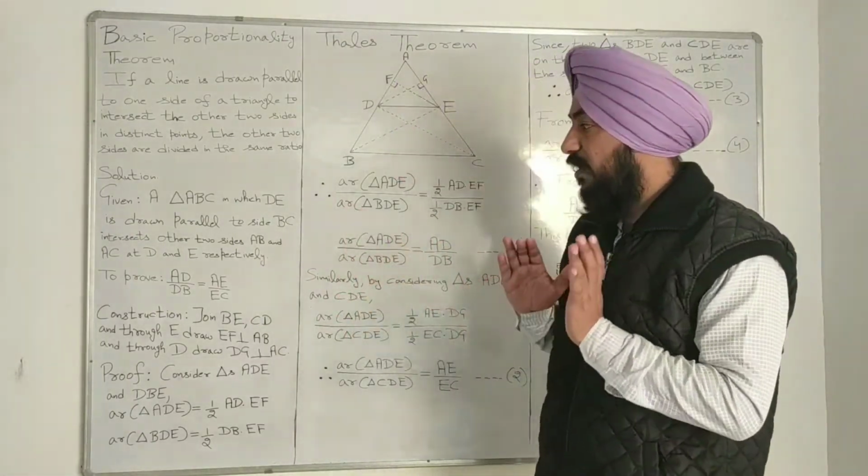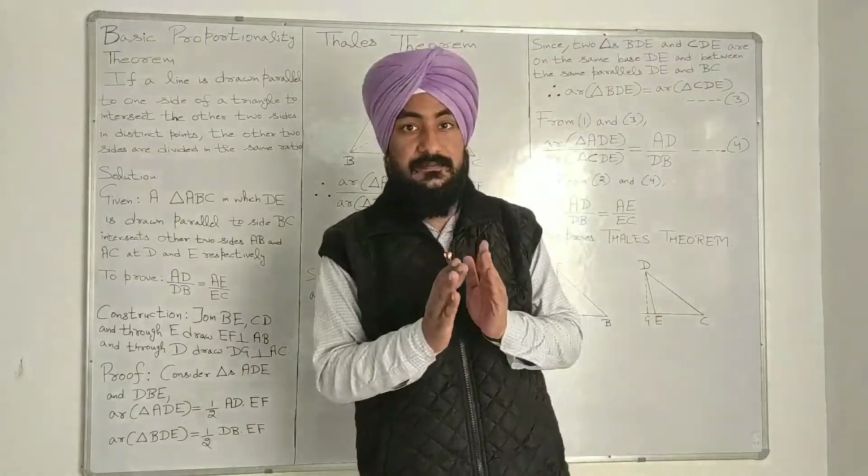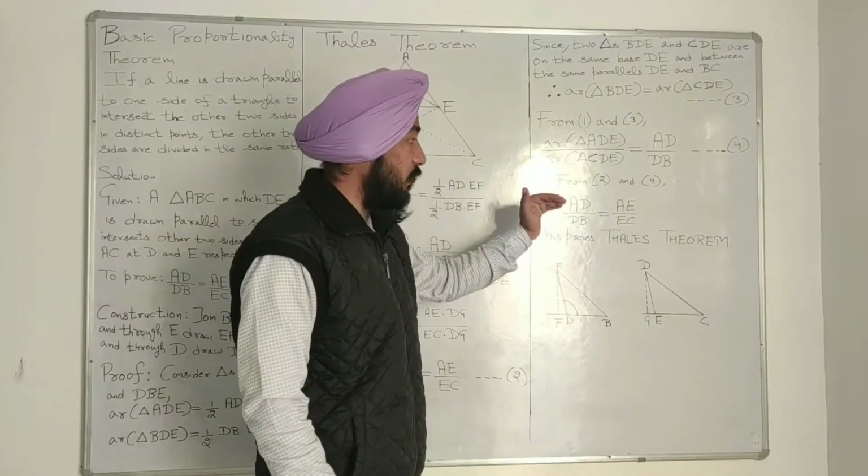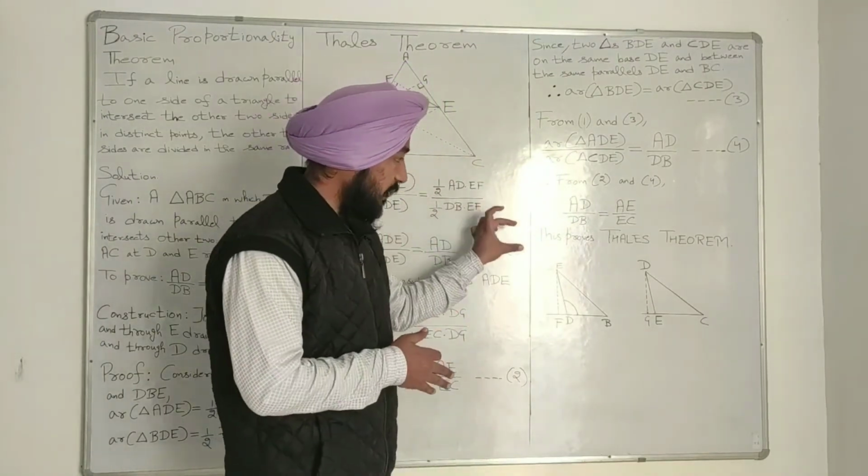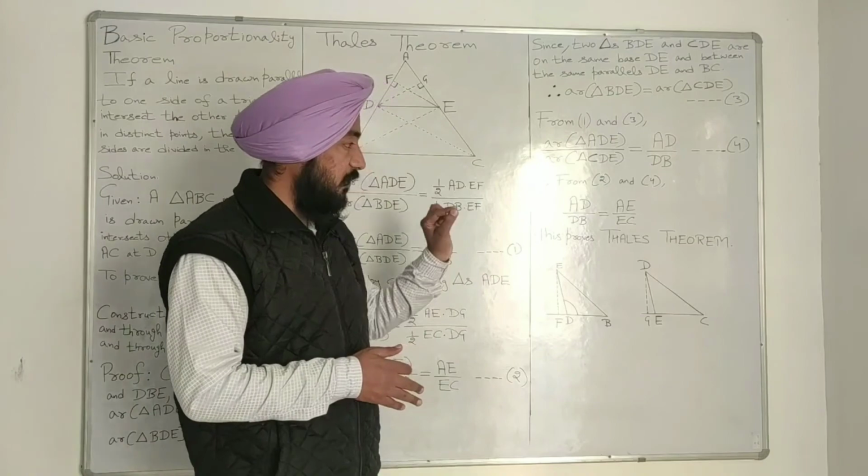This is what we wanted to prove in this theorem, and we have proven AD upon DB is equal to AE upon EC. So this proves Thales theorem.